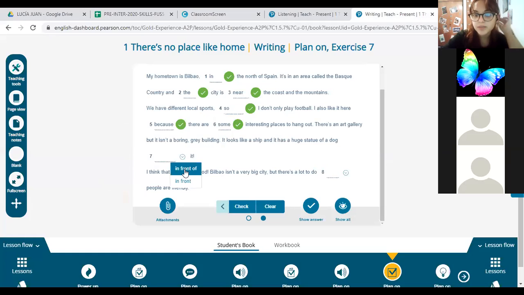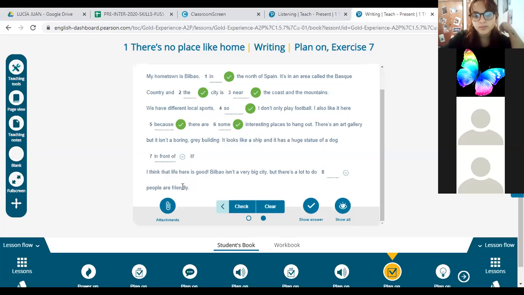There's an art gallery, but it is in a boring gray building. It looks like a ship, and it has a huge statue of a doll in front. Fíjate que dice it. In front of it. Good.